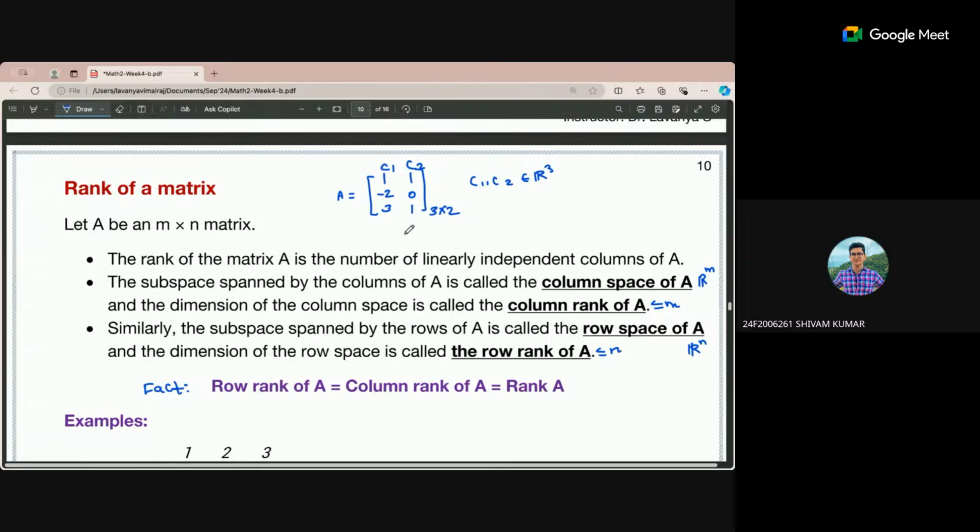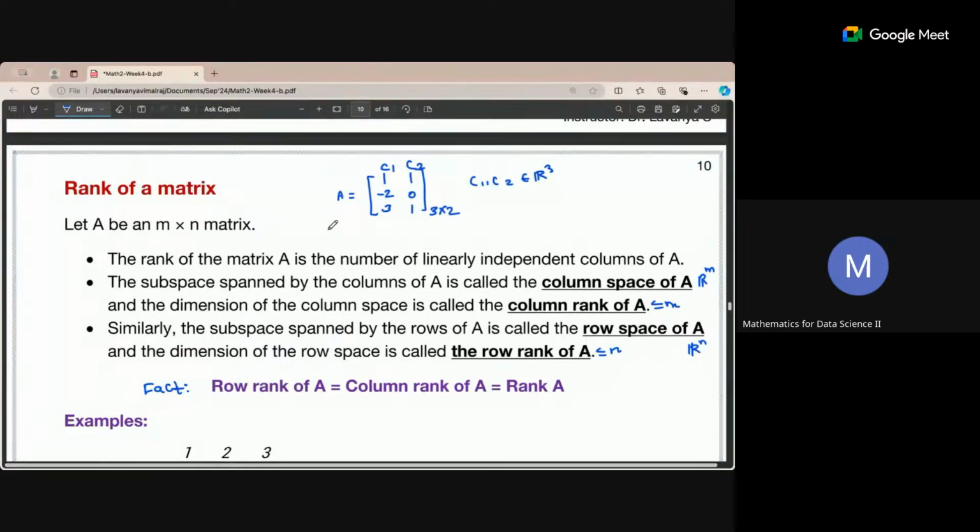Ma'am, which operation will we perform while finding the column rank? Column operation. Okay, you are talking about the REF form. Usually when you are looking at a matrix and you are doing the REF, you look at the number of non-zero rows. That is a technique to find the rank of a matrix.